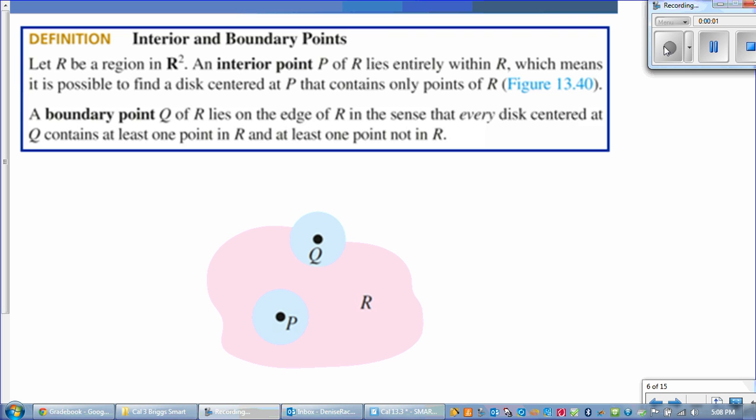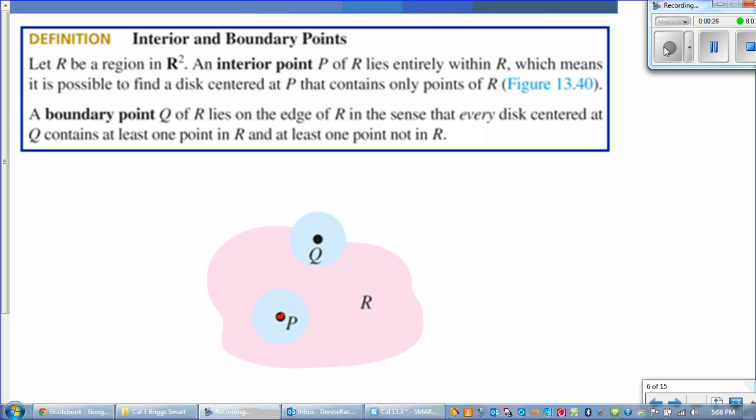In the previous example, we were finding the limit of functions that were defined at the point that we were trying to get the limit at. Now we want to look at limits at boundary points. So these may be boundary points that are not in the domain. So first let's define a couple terms here. Let R be a region in R2.